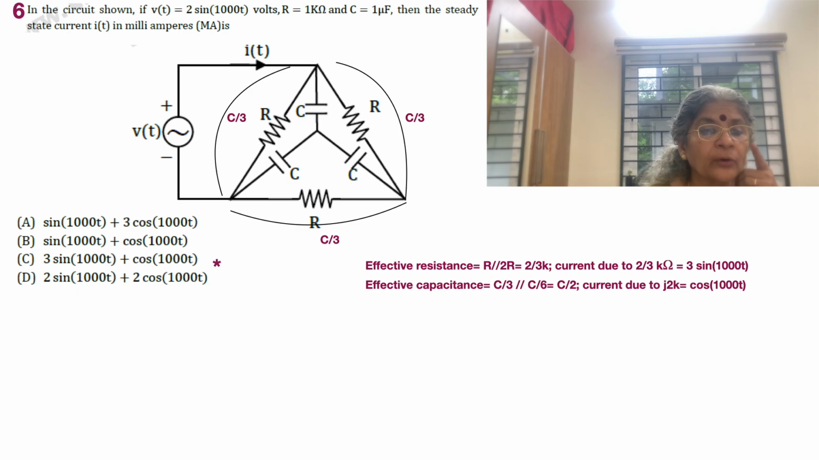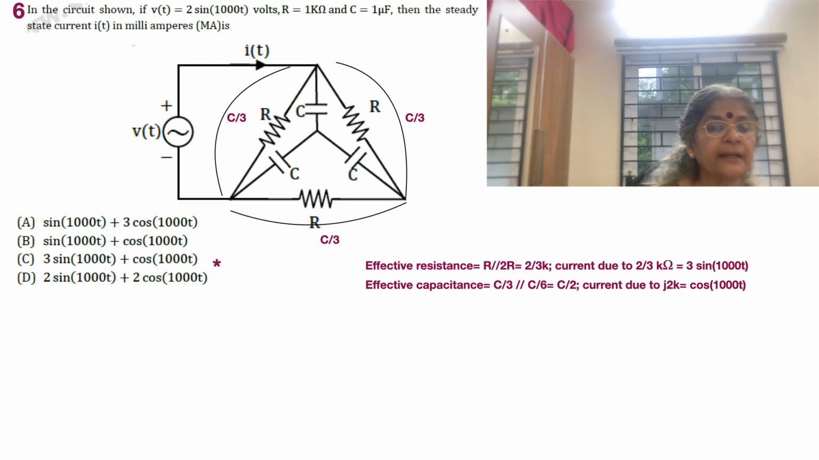Okay, so what is the other data given? The circuit shown, if Vt is equal to 2 sine 1000t volts. So omega is 1000 and 2 is the maximum value. R is equal to 1 kilo ohm and C is equal to 1 microfarad. We also know omega. So what is omega? Omega is equal to 1000 and the C is 1 microfarad. So you can calculate the reactance.